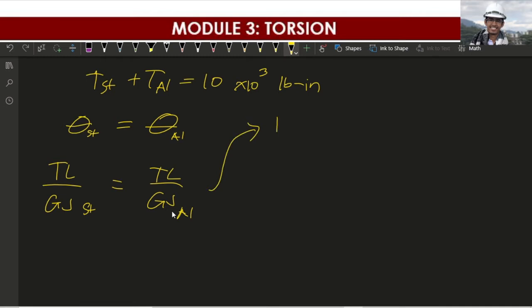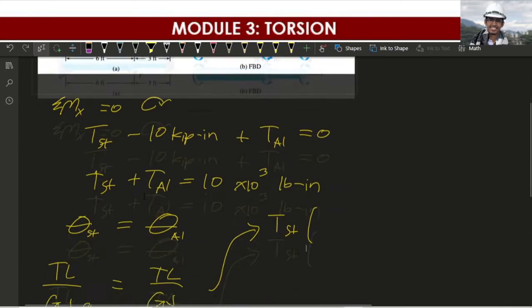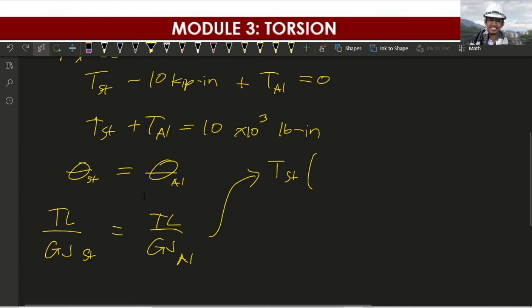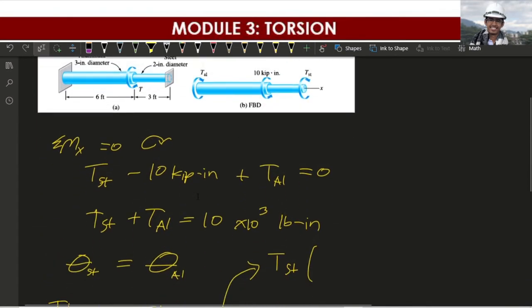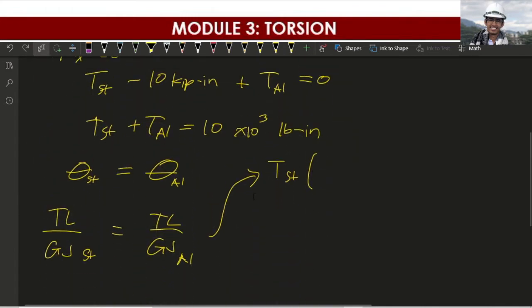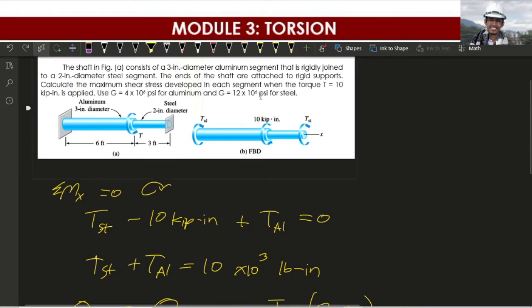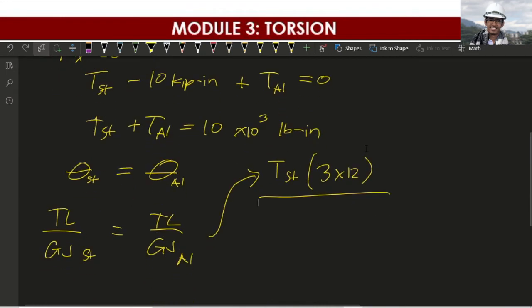So that will be torque ng ating steel is equal to yung length ng ating steel, so that will be 3 feet. 3 feet times 12 para maging inches over yung G nung steel. So that is G for steel is 12 times 10 raised to 6 psi.